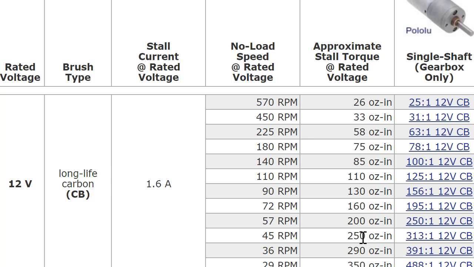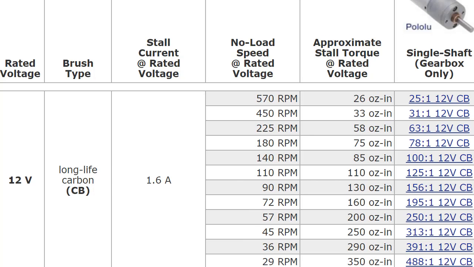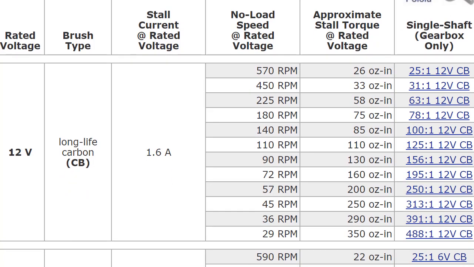So first, let's convert our 1 Newton meter of required torque to ounce inches. 1 Newton meter is approximately 140 ounce inches. So if we look at this list of motors, we can see that a number of them have more than 140 ounce inches of stall torque. Now, the temptation is to, at this point, just pick one of these motors that has more than 140 ounce inches of stall torque. But this will not be correct, and here's why.